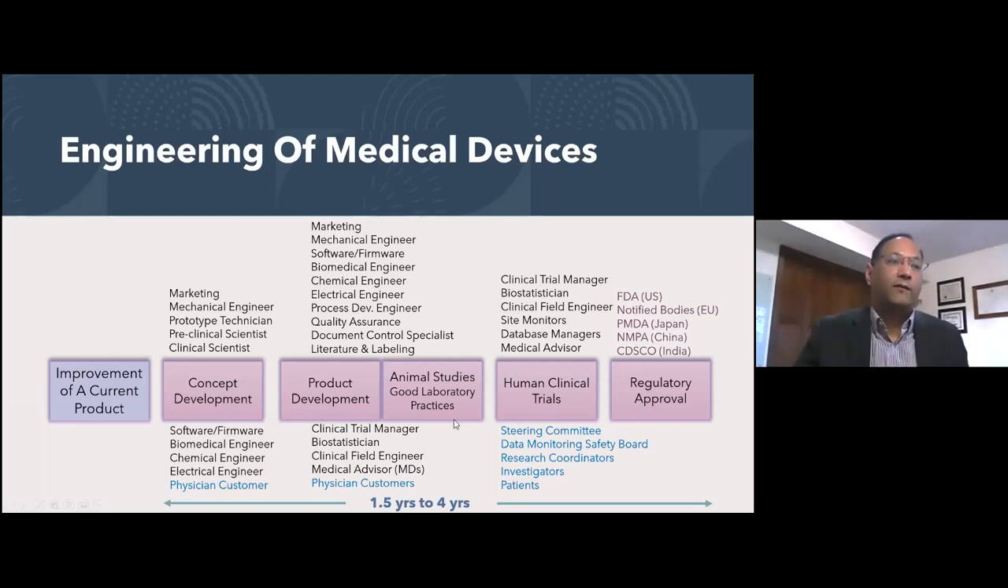So one big part of product development is actually doing testing on animals. And these animal studies are very important because they give us the first insight into how these devices work in real tissues. And they have to be tested with good laboratory practices. So you cannot go and test in animals unless it is safe for the animals as well. You cannot put an animal through any kind of distress.